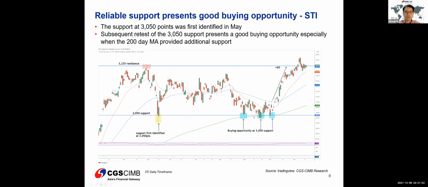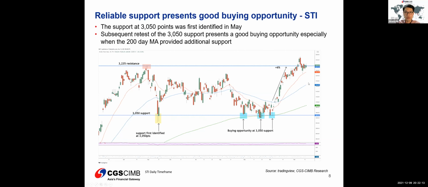Once we get a confluence where we have multiple factors of support coming in at a single point, usually that becomes a rather strong support, and that adds to the probability of that support holding up and your odds of getting that buy trade working are way higher. So in this case, it actually worked.